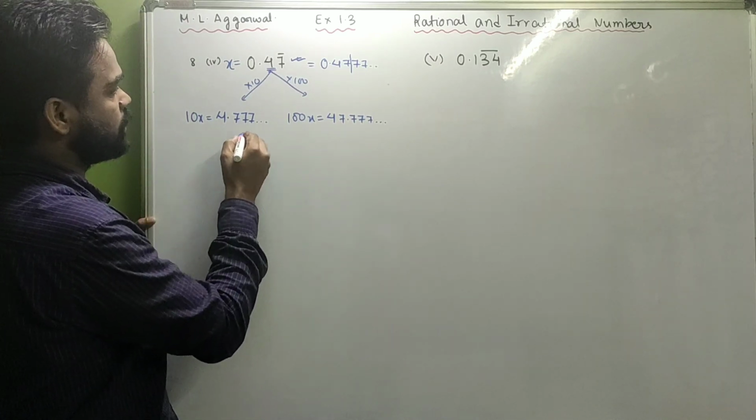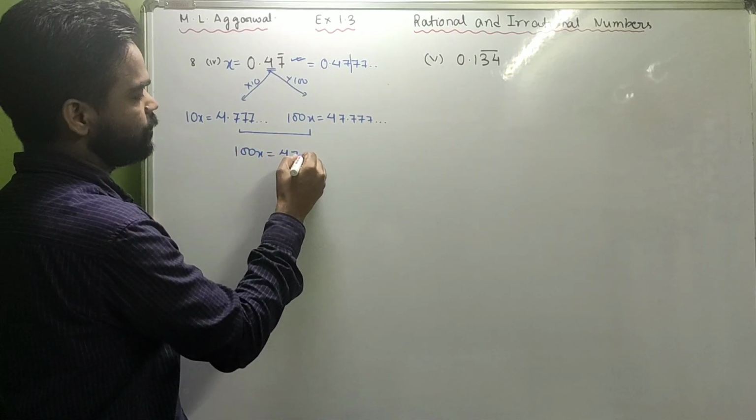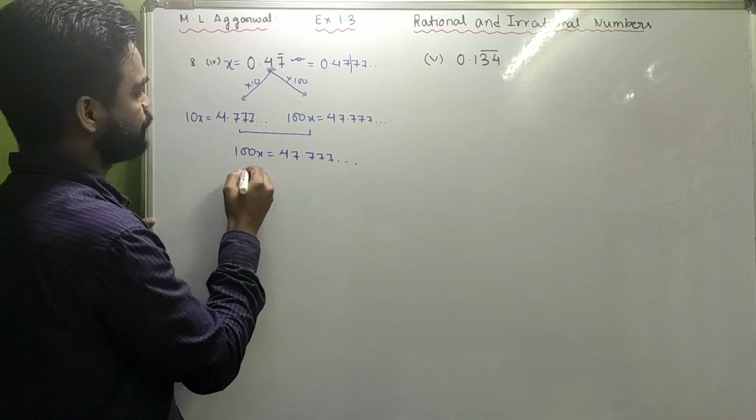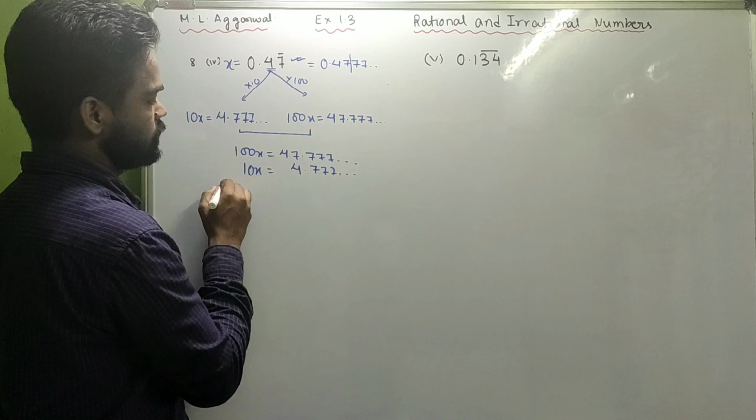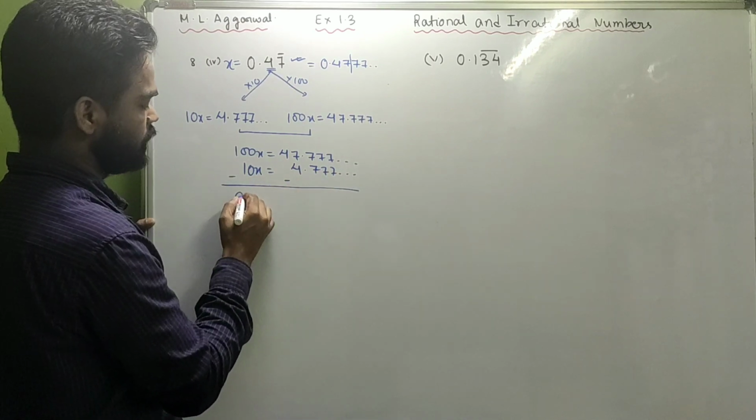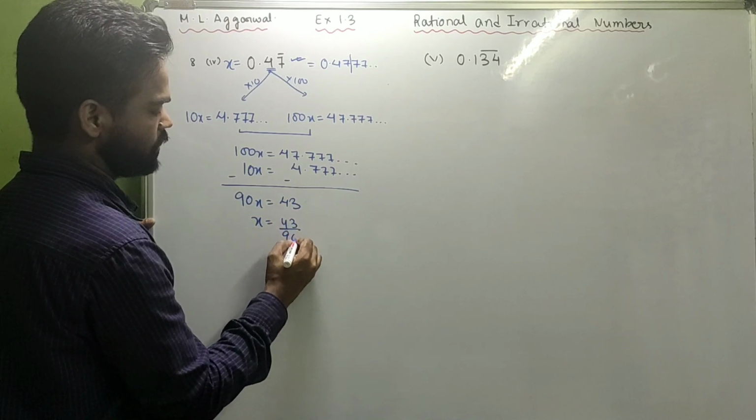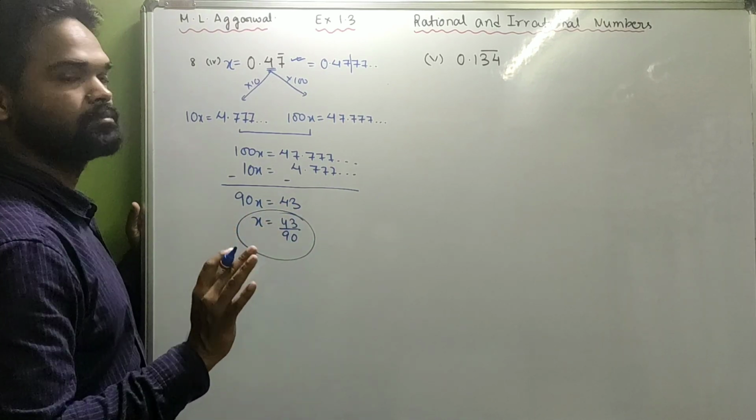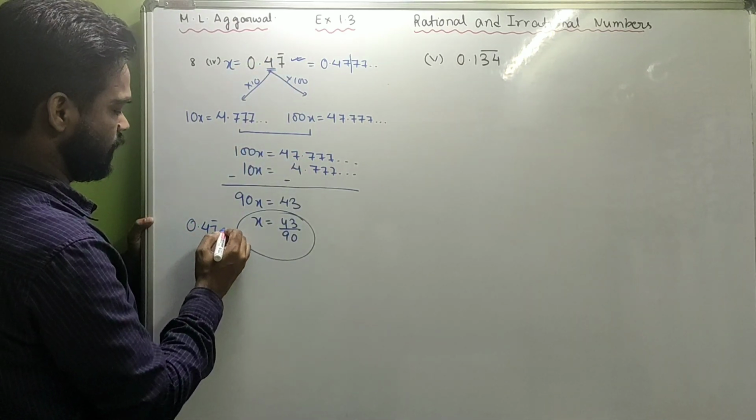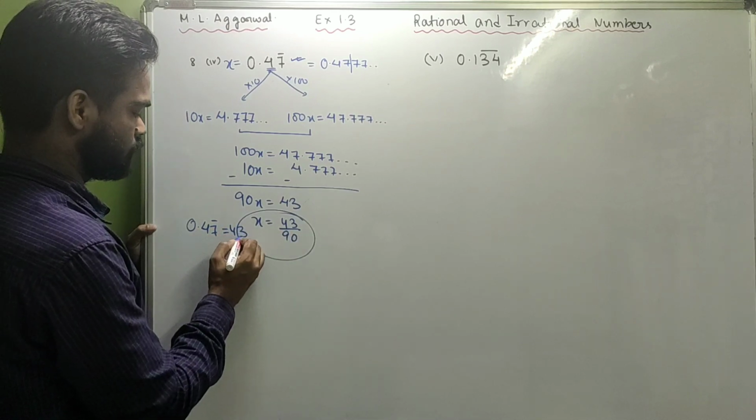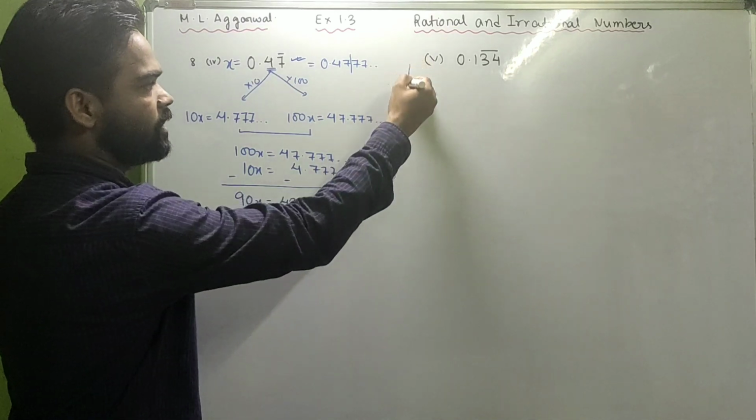Just look, I'll subtract these two. 100x equals 47.777 dot dot dot and 10x equals 4.777. So when you subtract, it becomes 90x equals 43, which means x is 43 by 90. And that's your solution. Am I clear? So 0.47 bar can be written as 43 by 90. Done. Look at this one. Similar type.